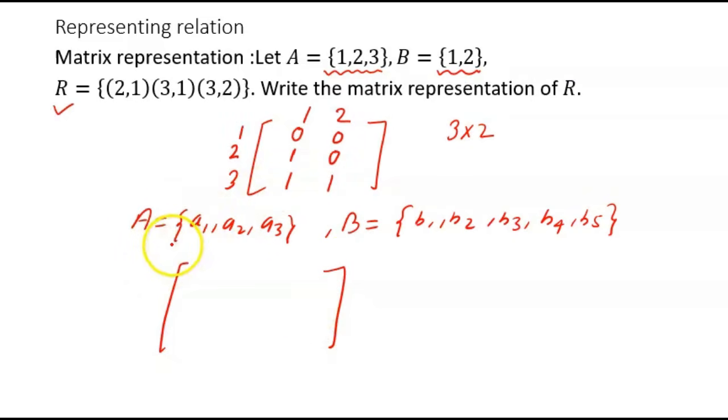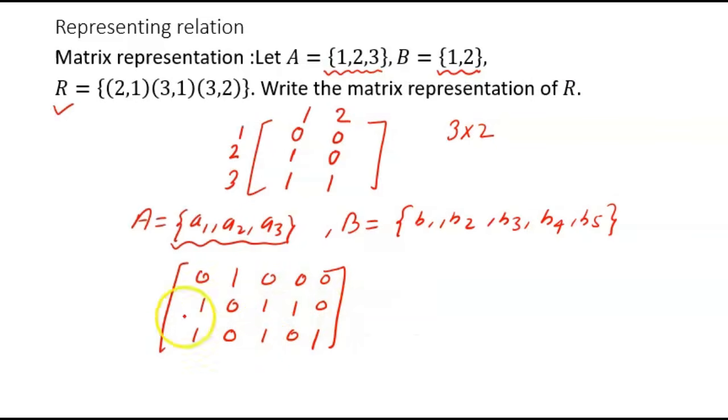Since the first set A has 3 elements, it will have 3 rows, and the second set B has 5 elements, so it will have 5 columns. The matrix looks like 0, 1, 0, 0 and 0. The second row is 1, 0, 1, 1 and 0. And suppose the third row is 1, 0, 1, 0 and 1. Now the question is, if this is the matrix representation, what will be the corresponding relation?